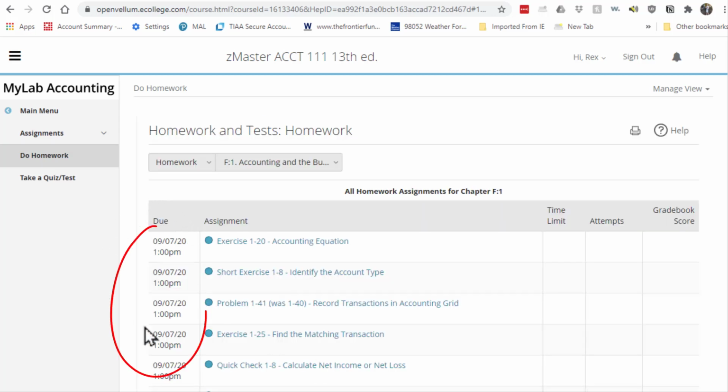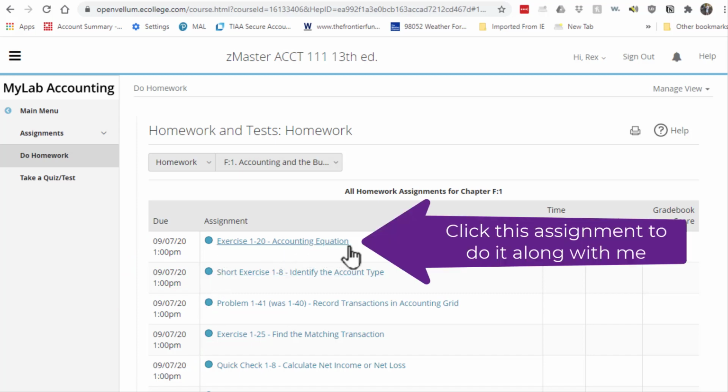Over here will be the due date. Your due date will be different than this one. So we want to start with this one. That's what this homework demonstration is about, just this exercise 1-20. We're going to get practice working with the accounting equation.